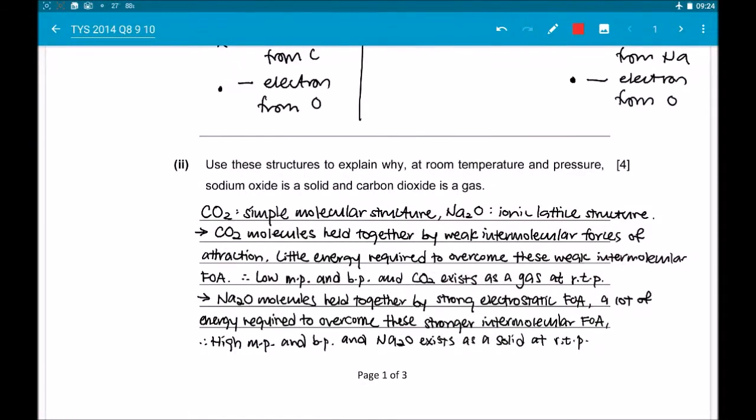So lastly, for B part 2, first of all, we have to state the structure for CO2, which is a simple molecular structure. That will be 1 point. And for Na2O, ionic lattice structure, there will be another point. Next, we will link the forces and the melting and boiling point to the molecular structure, giving us another point. So we talk about the intermolecular forces, the melting and boiling point, and the state at which it exists. So that will be 1 point. And likewise for our sodium oxide as well. So that will be a total of 4 points, 4 marks for your B part 2. And that is all for question 8.